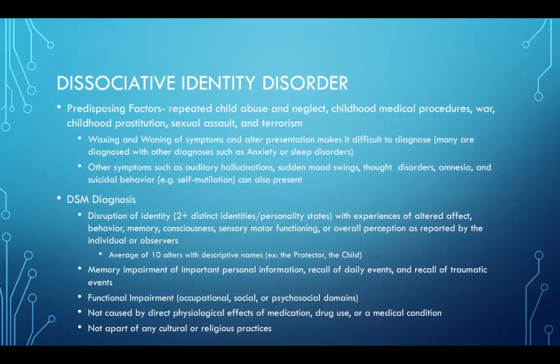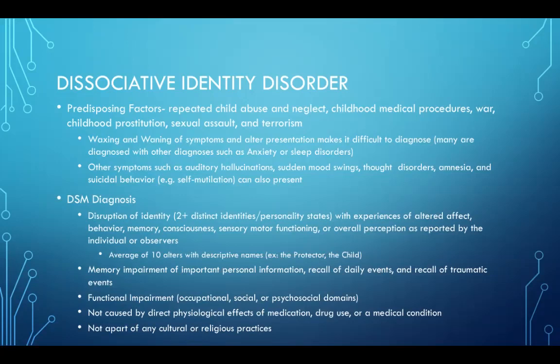So predisposing factors are repeated child abuse, neglect, childhood medical procedures, war, childhood prostitution, sexual assault, and terrorism. What makes this disorder very hard to diagnose are the waxing and waning of symptoms and alteration of presentation of symptoms. So many people might come in with a variety of disorders like anxiety all the way through sleep disorders, and they could say that they've been seeing psychologists, psychiatrists, therapists, their medical doctor for over 10 years, and then finally somebody puts all the symptoms together in a holistic perspective, and it's dissociative identity disorder. They can have other symptoms such as auditory hallucinations, mood swings, thought disorders, amnesia, and suicidal behavior. Self-mutilation can also be present.